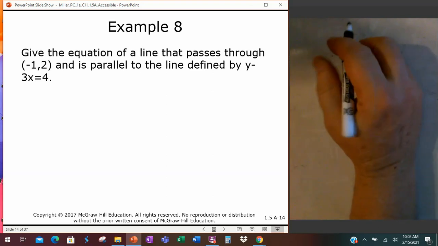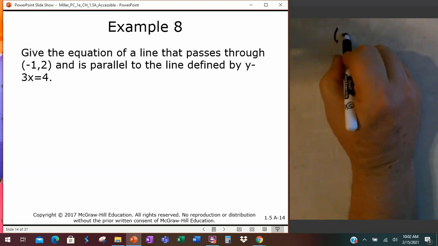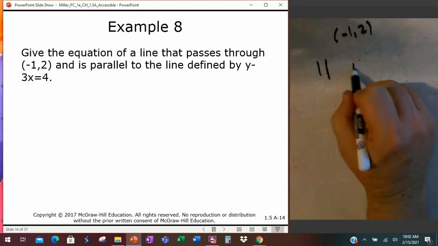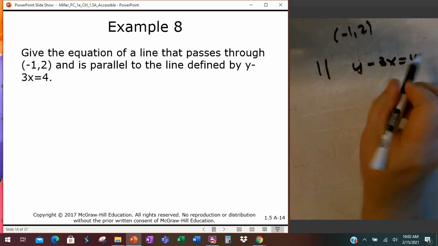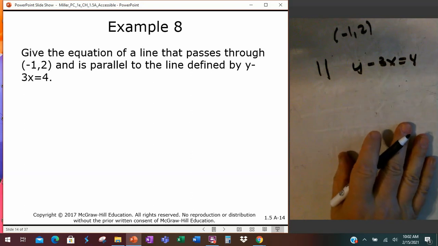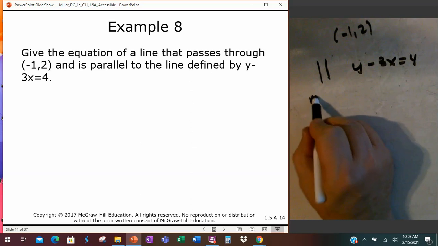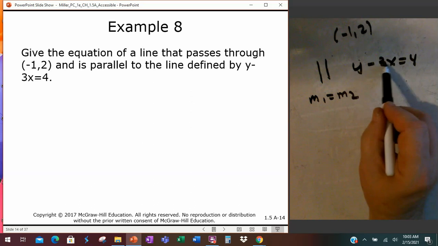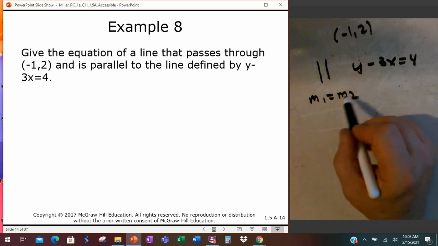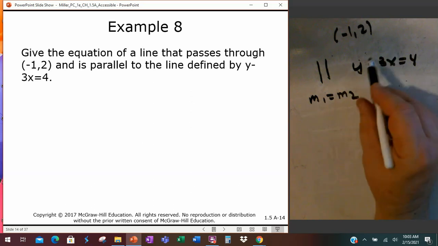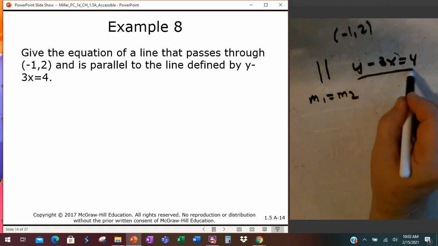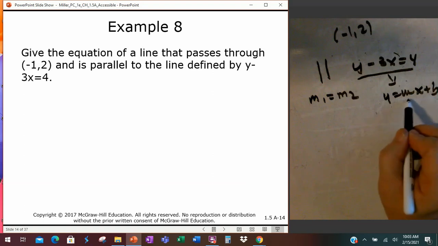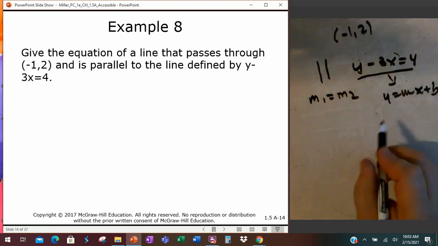Okay, so given the equation of a line, it needs to pass through (-1, 2) and is parallel to y minus 3x is equal to 4. So I know for parallel lines, M1 is equal to M2, but what is my other M? I can call this M, whichever one I want to do, my M2 is equal to the M1. This is not the slope-intercept form. I need to write it in y is equal to mx plus b, okay? So here, plus 3x on both sides.